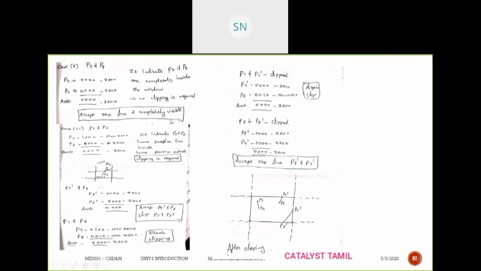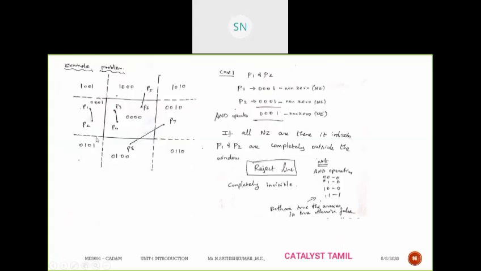Okay. Then in case 3, I am selecting P5 and P6. In this line, P6 is lying inside the window, and one end of the line, P5, is lying outside the window.